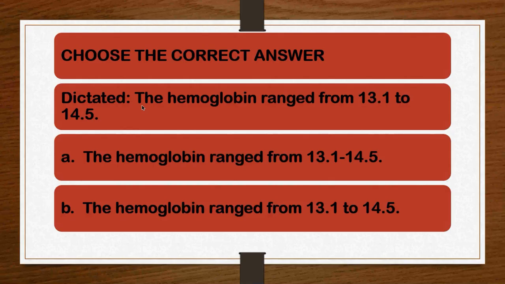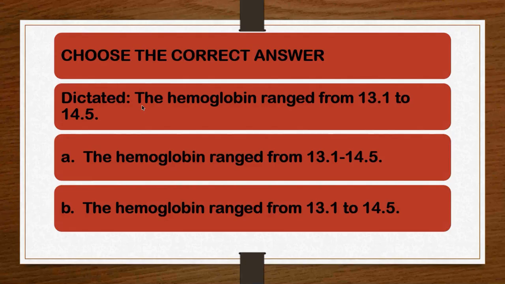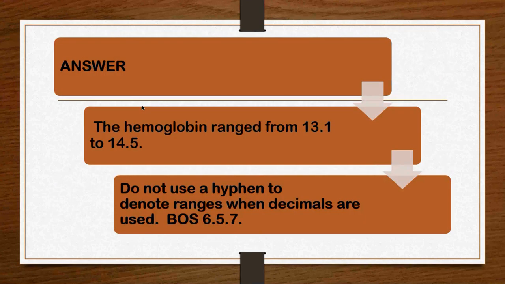How about this one? Hemoglobin range from 13.1 to 14.5. How about this? Which one is correct? I think everybody's got it. That's right. You can't do it when the decimals are used either. If you can look back at this one and see that A is so confusing by all those numbers and the decimals and the hyphen, it's for clarity.